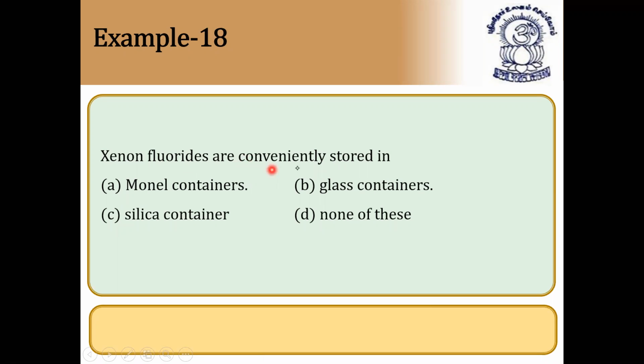Xenon fluorides are conveniently stored in monel containers, glass containers, silica containers, or none of these. So it is monel containers. Why? Because the fluorides are explosive in nature, so they should be stored in monel containers. All fluorides are explosive in nature. That's why they are kept in monel containers. What are these monel containers? Let us discuss now.